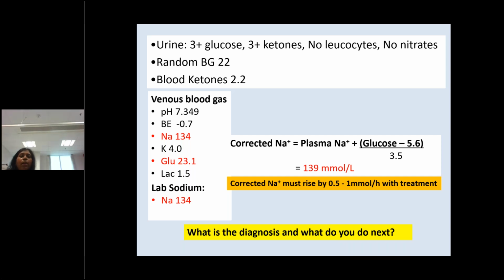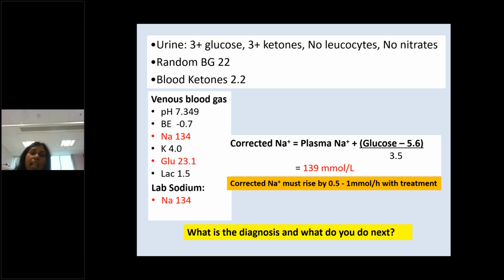And the corrected sodium, we have to be very careful in monitoring the sodium in children with DKA, because it should be very appropriate the way we correct it, and it should not go beyond 0.5 to 1 millimoles per hour with treatment. If the sodium is rapidly going up, then it's an indication that we are not correcting the shock, or we are not giving adequate fluids to that patient.